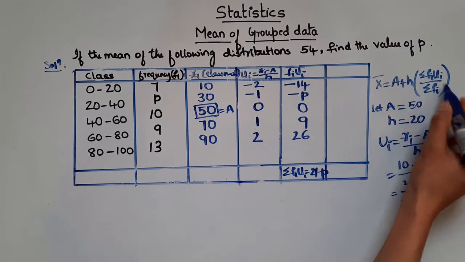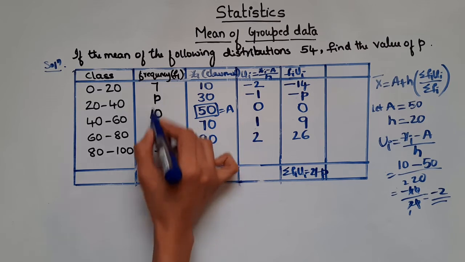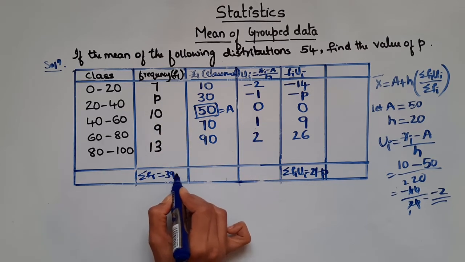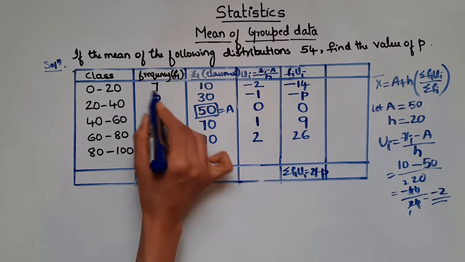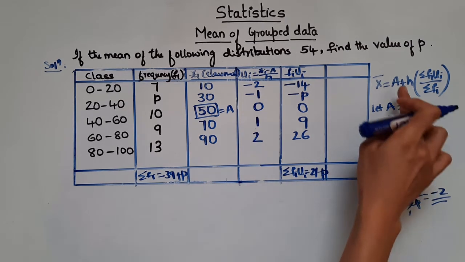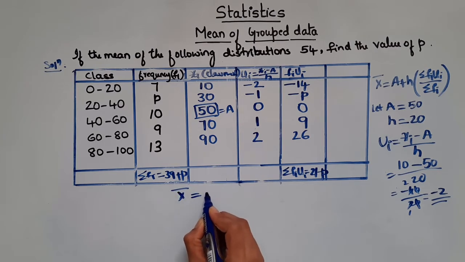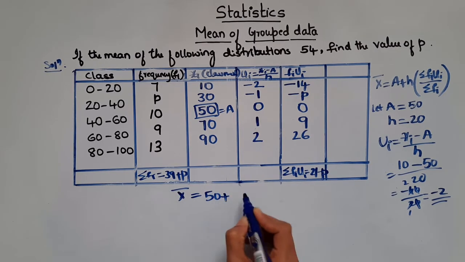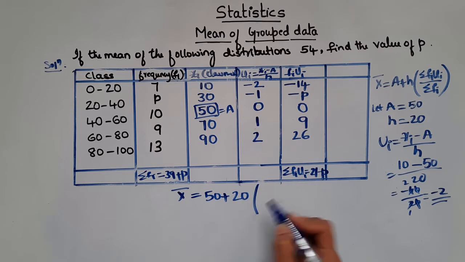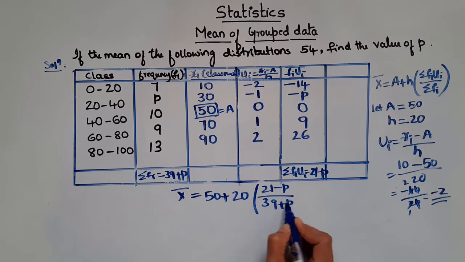And also we want sigma fi. So sigma fi is equal to 39 plus p. Right? We have p here. Our aim is to find the value of p. So let's put these values in this equation. Mean is equal to A which is 50 plus H which is 20 into sigma fi ui which is 21 minus p by sigma fi which is 39 plus p.